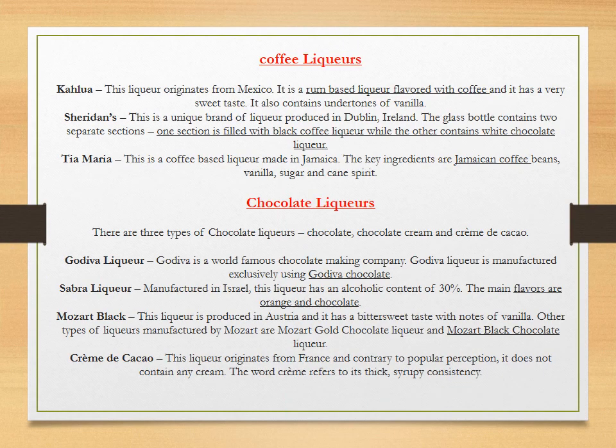Some examples of coffee liqueur and chocolate liqueur. Coffee liqueurs like Kahlua, Tia Maria, Sheridan's. Chocolate liqueurs like Godiva, Sabra, Mozart Black, Creme de Cacao.